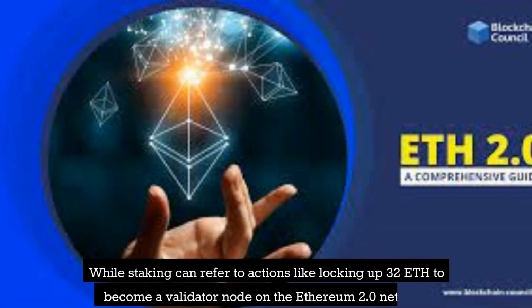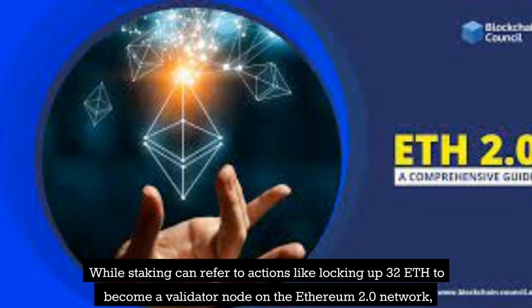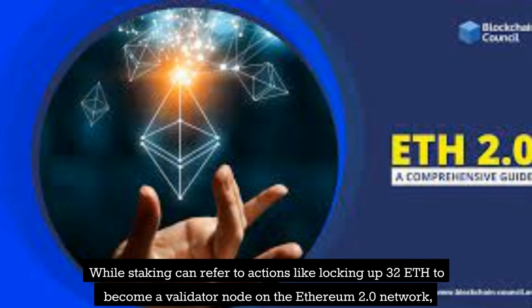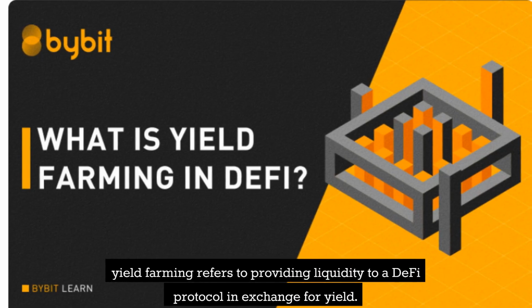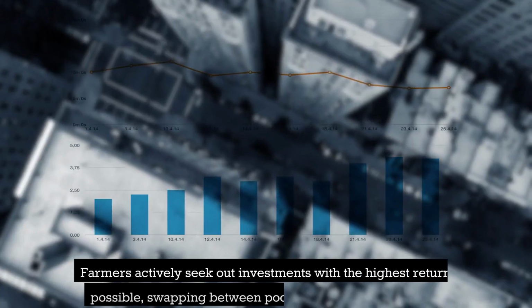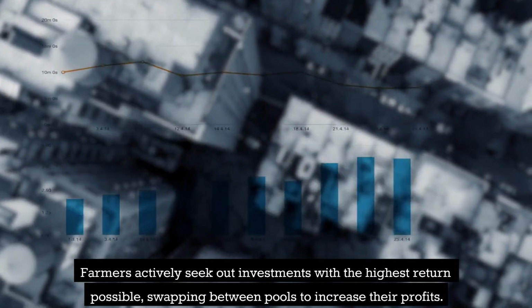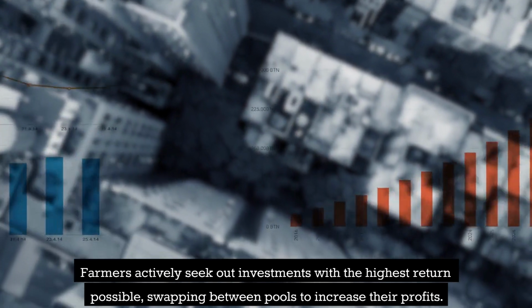While staking can refer to actions like locking up 32 ETH to become a validator node on the Ethereum 2.0 network, yield farming refers to providing liquidity to a DeFi protocol in exchange for yield. Farmers actively seek out investments with the highest return possible, swapping between pools to increase their profits.